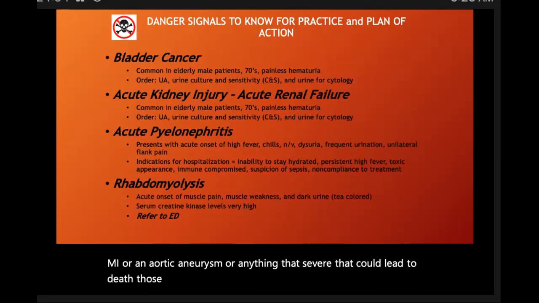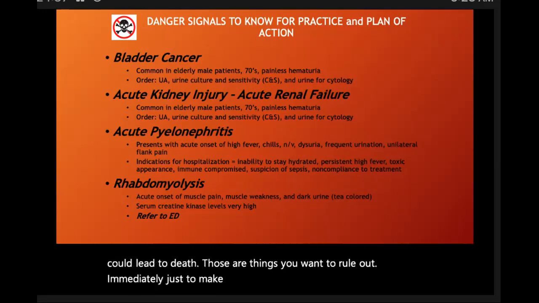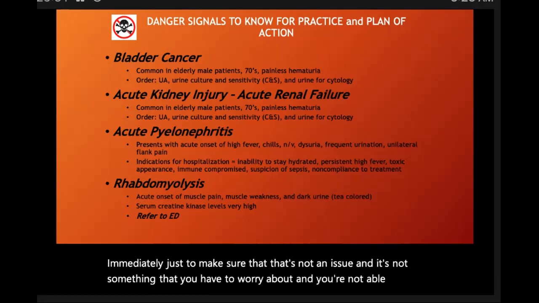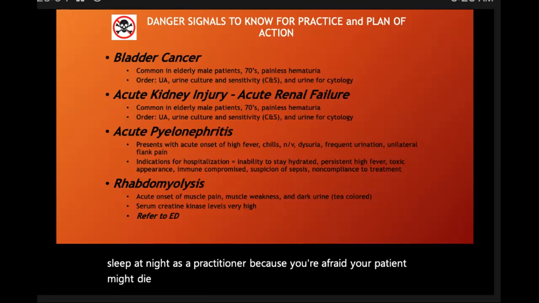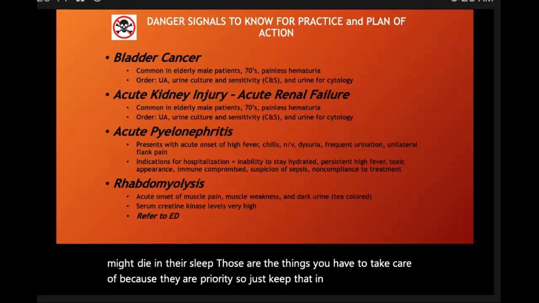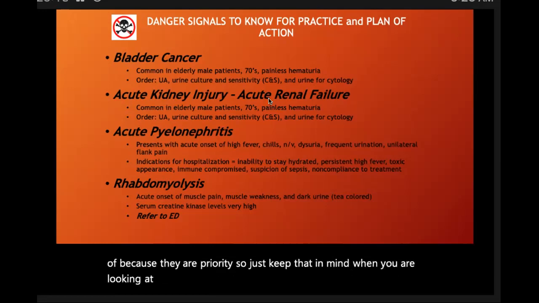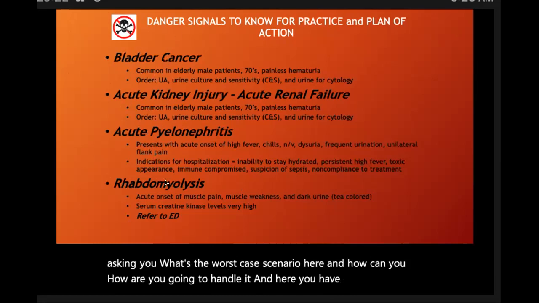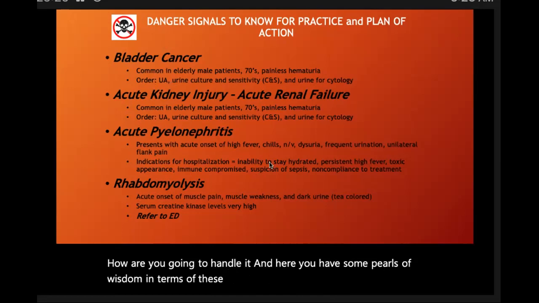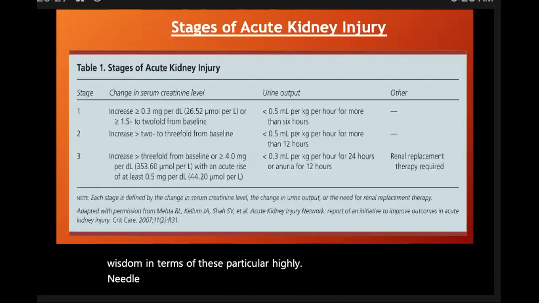Those are things you want to rule out immediately, so it's not something you have to worry about, and you're not unable to sleep at night as a practitioner because you're afraid your patient might die in their sleep. Those are the things you have to take care of because they are priority. So just keep that in mind. When you're answering questions, the likelihood is they're asking you, what's the worst case scenario here, and how are you going to handle it? And here you have some pearls of wisdom for these highly fatal diagnoses.